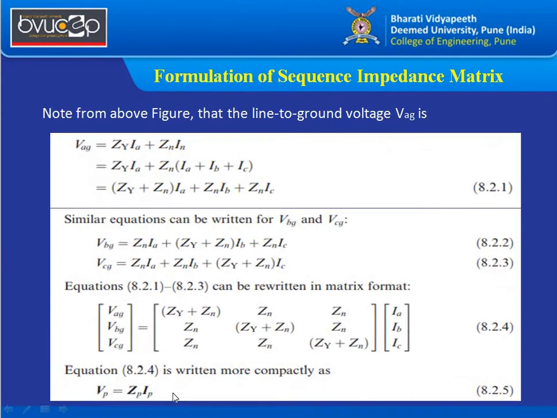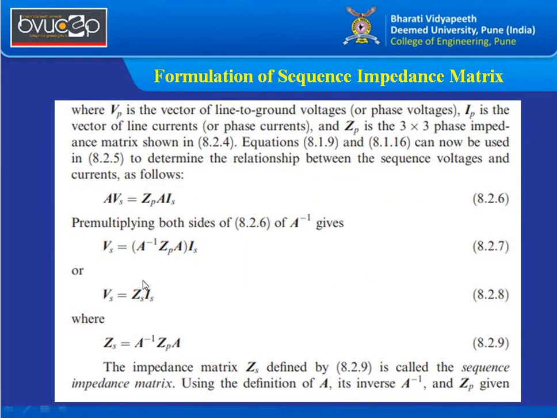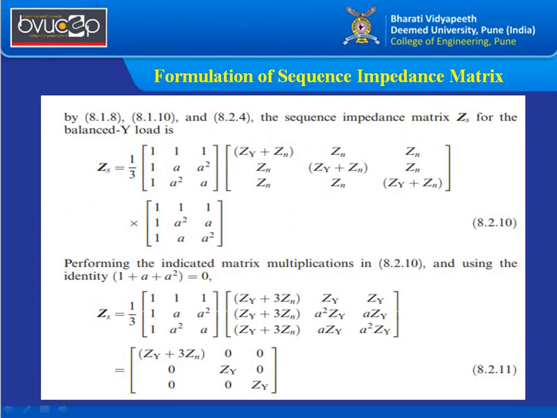So same like this particular equation that is on the primary, this is on the secondary. Where Zs will be A inverse ZP into A. So the impedance matrix Zs is called the sequence impedance matrix. So this is by the definition of A, its inverse, and ZP. We can obtain this sequence impedance matrix in terms of the A operator that we consider for positive, negative, and zero sequence.